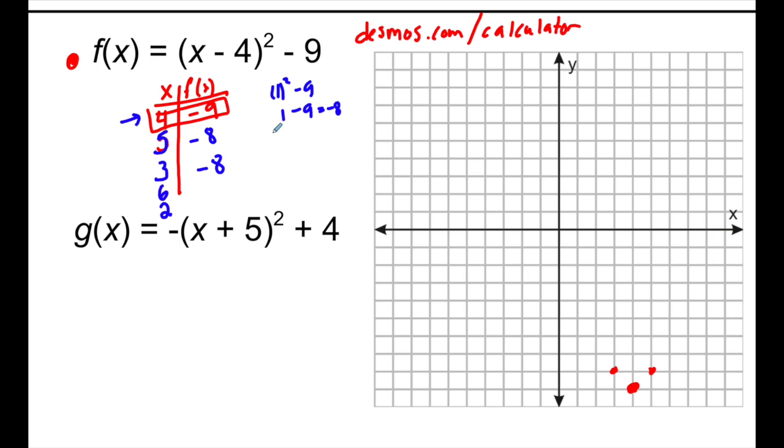So let's plug in 6. 6 minus 4 is 2. 2 squared is 4. 4 minus 9 is negative 5. So if 6 goes in, negative 5 comes out. 2 is the same distance away from 4 as 6 is. So therefore 2 needs to also be negative 5. I encourage you to plug those in on your own. And if you keep going, you should get a graph that looks something like this.